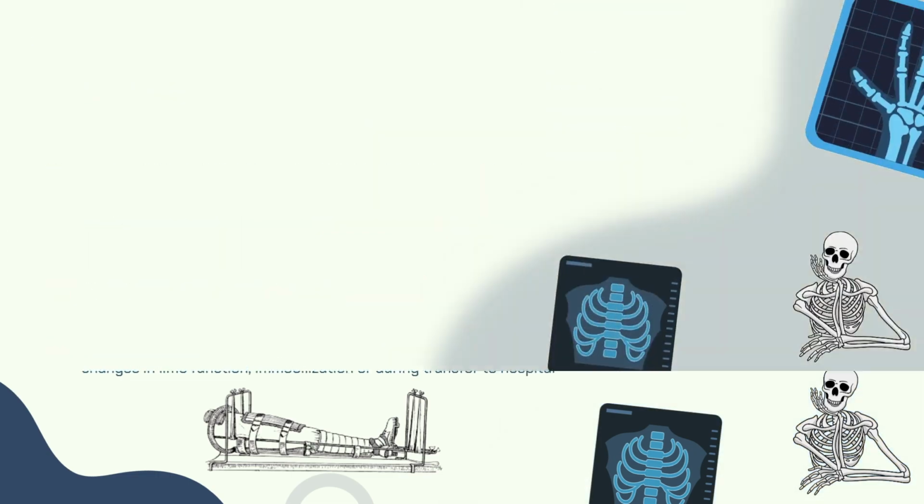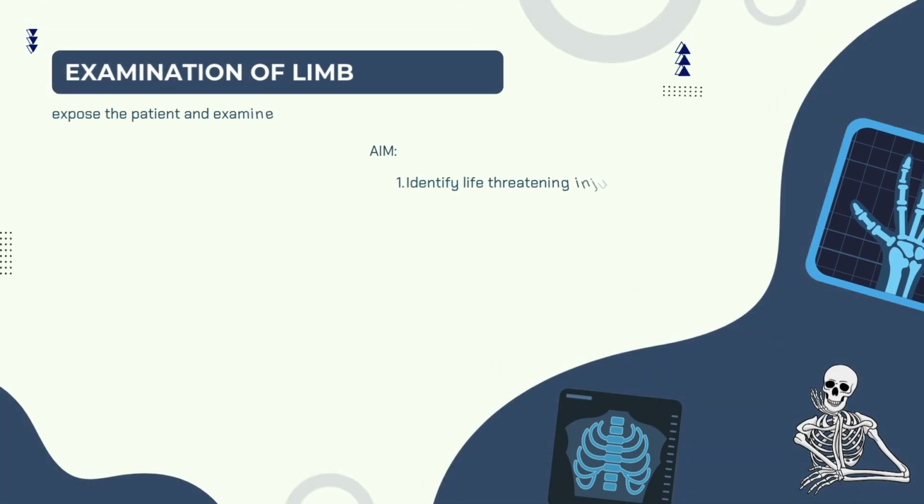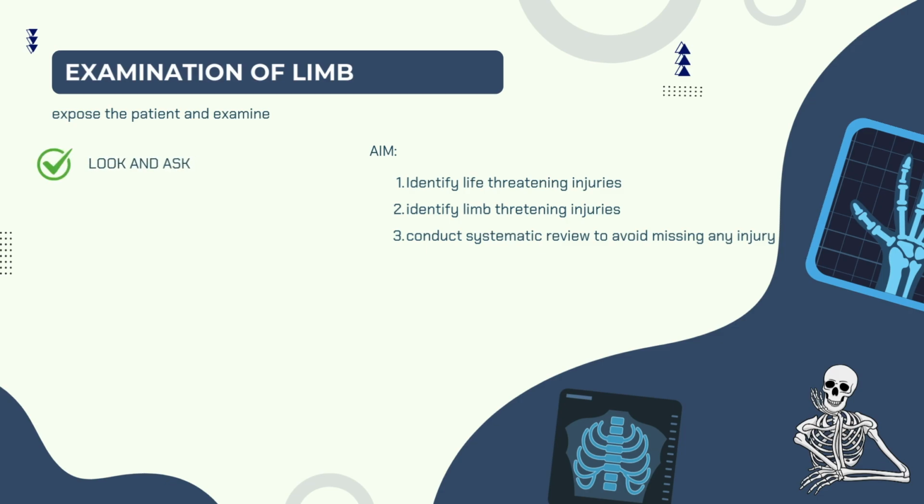Regarding detailed evaluation of the limb, our main aim is to identify the life-threatening injuries, identify the limb-threatening injuries and conduct a systematic review to avoid missing any injury. First, look and ask. Visually assess the extremities for color and perfusion, wounds, deformity, swelling and bruising. A pale or white distal extremity is indicative of a lack of arterial blood flow. Any open wound to a limb associated with a fracture should be considered an open fracture until proven otherwise. Questions regarding voluntary nerve function can be asked if the patient is conscious.